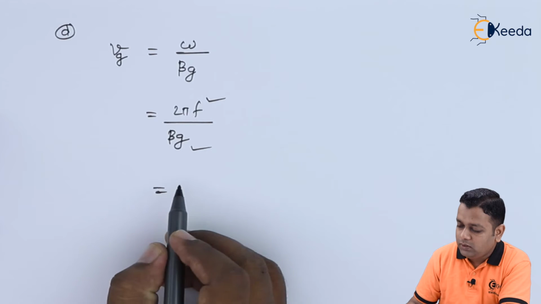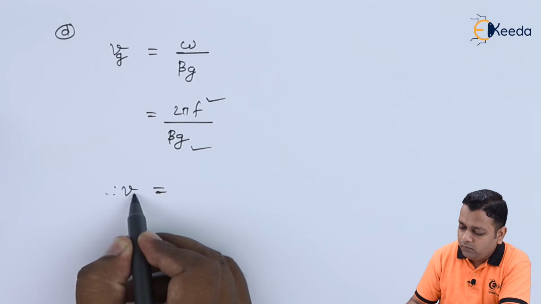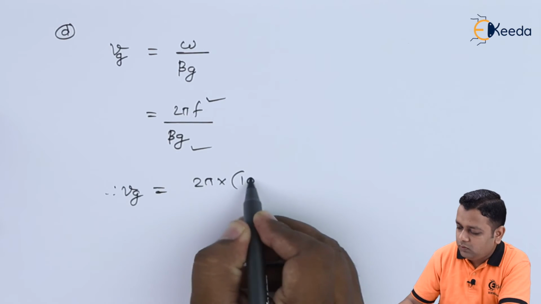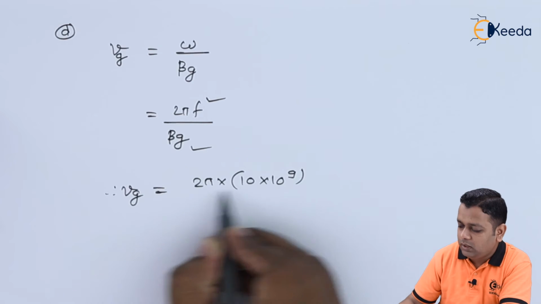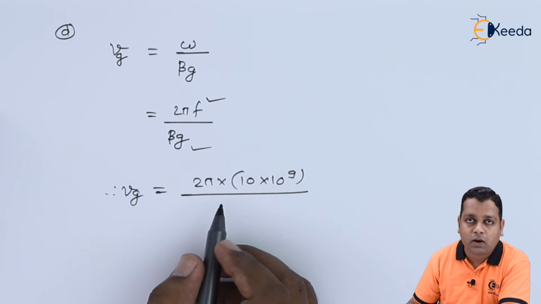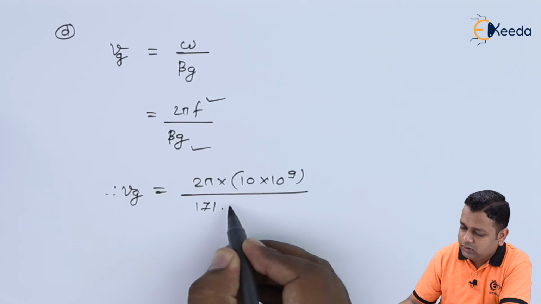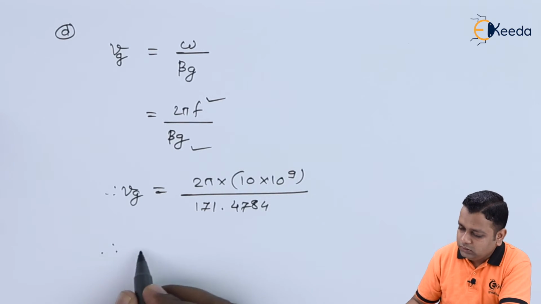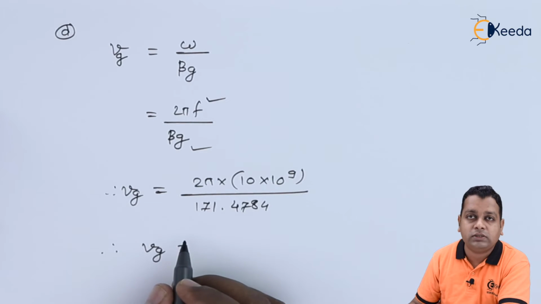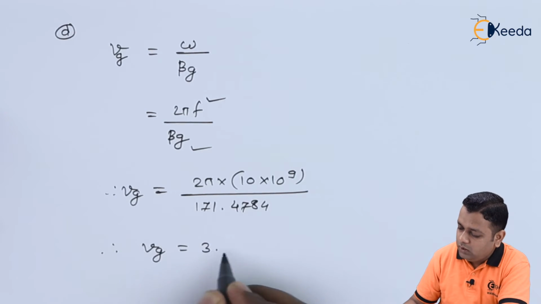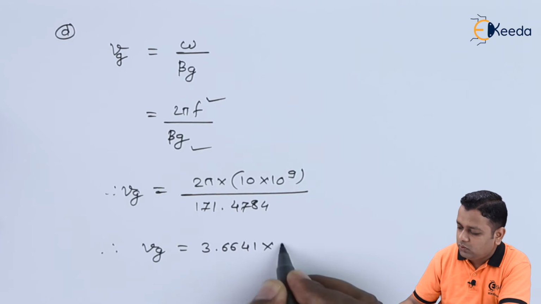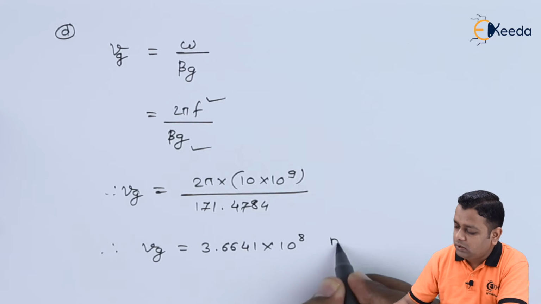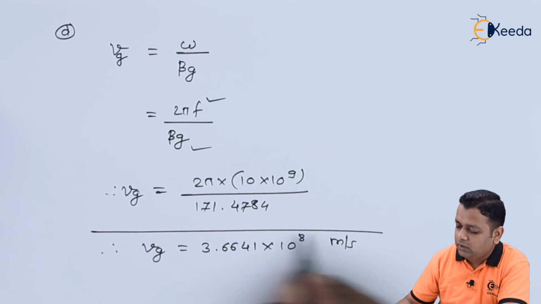So by substituting the values, we get the form of v suffix g is equal to 2 pi into 10 into 10 raised to power 9 divided by the answer of part A is 171.4784 here. So this gives the required value of phase velocity inside the waveguide equal to 3.6641 into 10 raised to the power 8. In the SI system of units, the velocity to be measured in terms of meters per second.